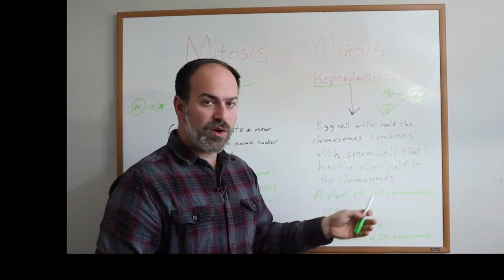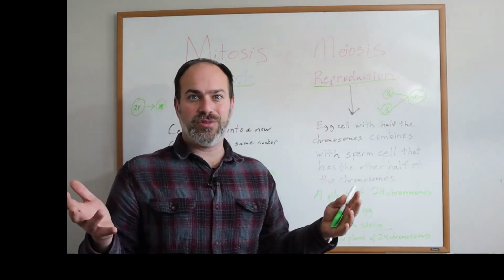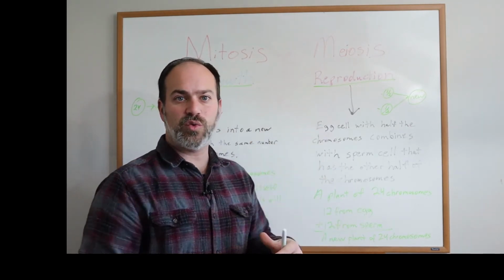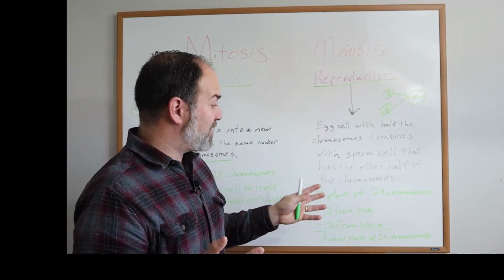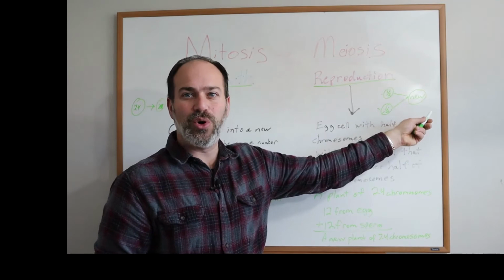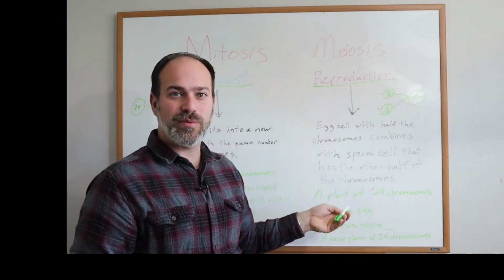Now again, the 24 isn't a universal number. It's different, okay? It could be 46, it could be 120, whatever, it doesn't matter. But the idea and the concept stays the same. Half and half equals the whole, a brand new one. That's meiosis when we're creating a new one.